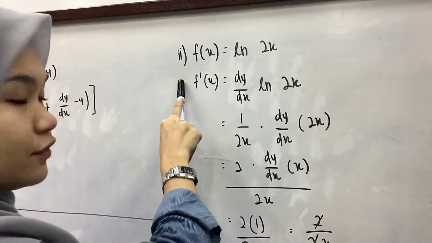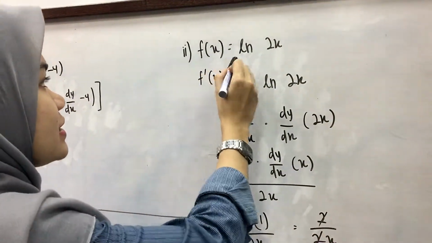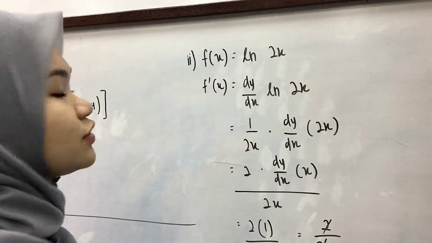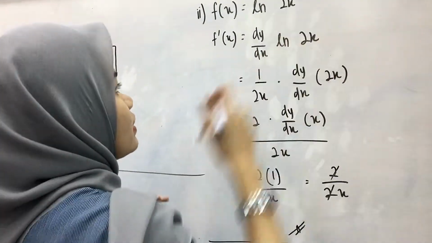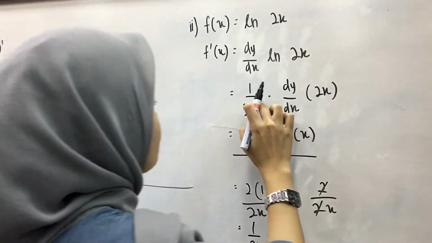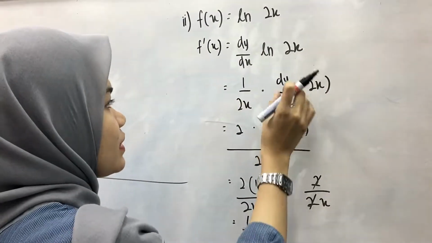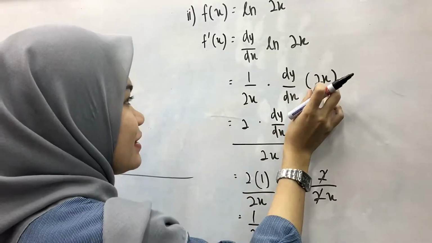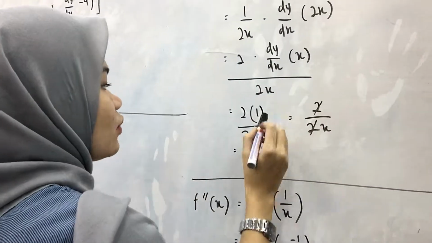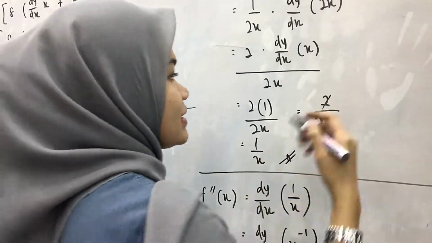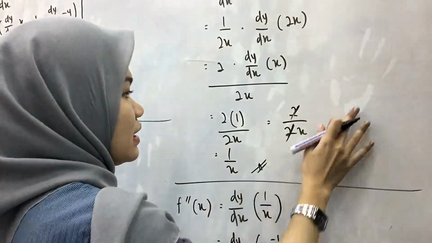Second question, for the B. For y equal to ln 2x. So for the first derivative, 1 over 2x times the derivative. I differentiate the 2x, and this I get this. Then the derivative of x I get 1. Then 2 times 1 I get 2. For 2x I just cancel this and it leaves me with x, and that leaves me with 1 over x.